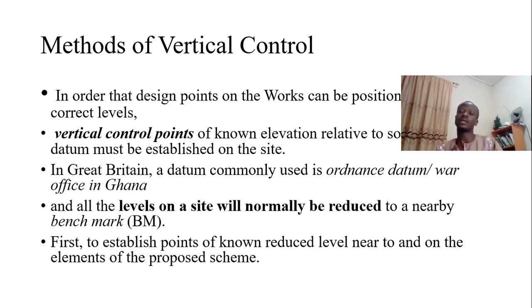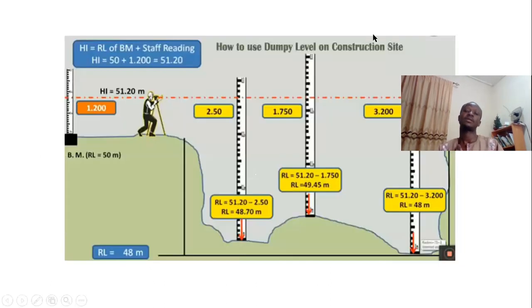So firstly, we can establish points of known reduced level near and on the elements of the proposed scheme. Very important. So this is a picture. A picture is worth 1,000 words. In this picture, you can see that we have a benchmark on the left-hand side. Press the run button here. Look at the left-hand side. You see this black thing. I'm trying to get some annotation tools to help us.